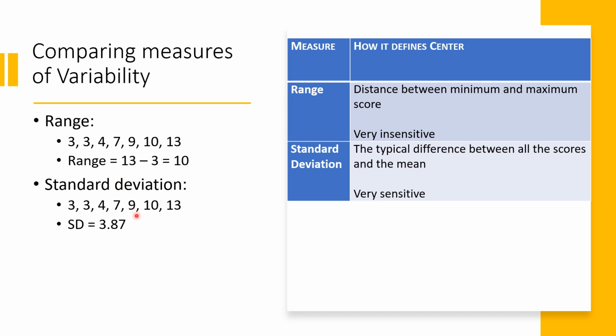Standard deviation is a lot more sensitive. If you change even 1 number, the standard deviation will change. The standard deviation is the typical distance between all the scores and the mean. It will use deviation scores like the mean does. You can kind of think of it as an average deviation score. It's not literally an average deviation score, but if you think about it that way, you'll be more right than wrong.